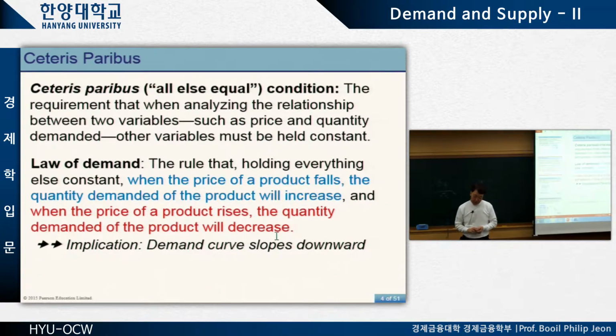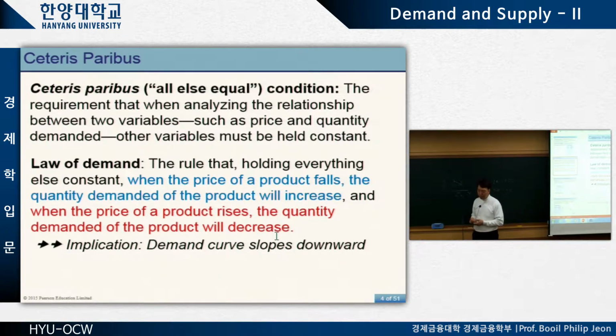And the law of demand says if the price of a product falls, the quantity demanded of the product increases. Vice versa. In other words, if the product price increases, the quantity demanded will decrease, right? That's the law of demand, right? So, the law of demand requires the demand curve to be what?